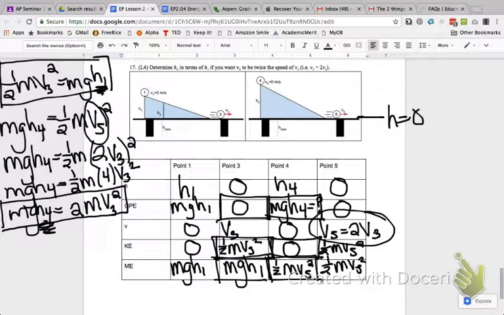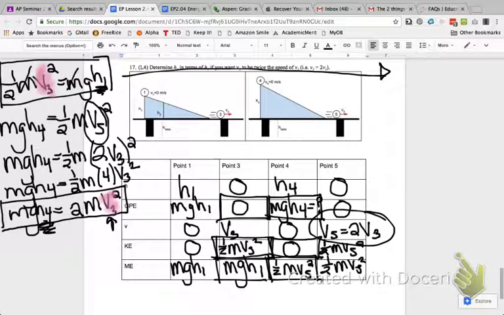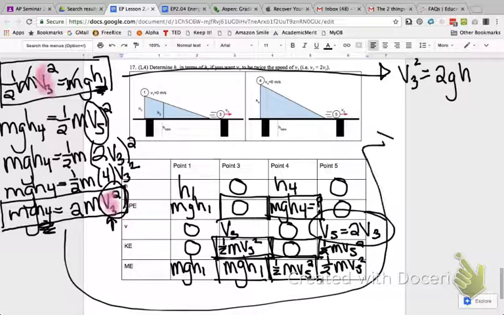So I need to get rid of V3 here and here. So I'm going to use this equation to get an expression for V3, which I can then plug in here. So I'm going to cancel out the m's on both sides, and I'm going to multiply by 2 on both sides. So I've got V3 squared equals 2gh1. And then I'm going to take that V3 squared and I'm going to plug it in and replace it here. I'll put it right here.